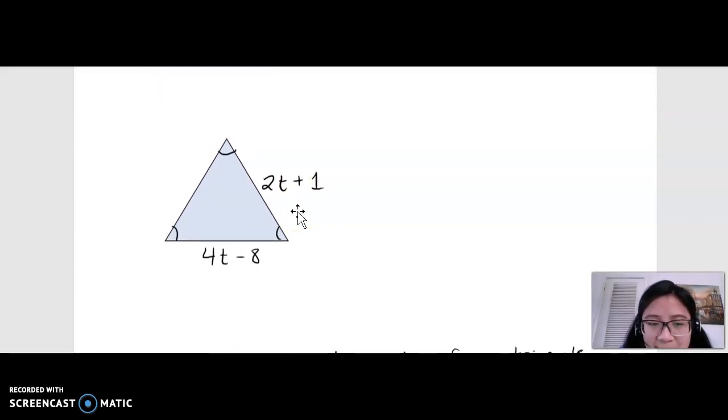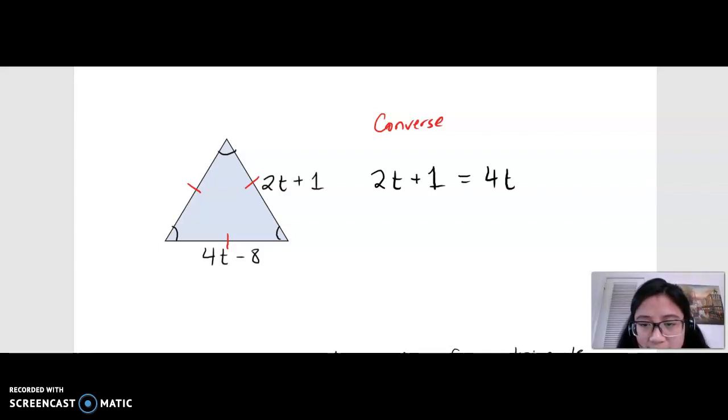Now, let's look at a problem like this over here. Again, they showed us 3 equal angles, and again, just by that converse, we also know that those sides will be equal to each other. So we're using the converse again. Since all the sides are equal, this is how we can set up our problem: 2t plus 1 is equal to 4t minus 8. So these two expressions are equal to each other, and if we want to find the value of t, we can just use inverse operations.